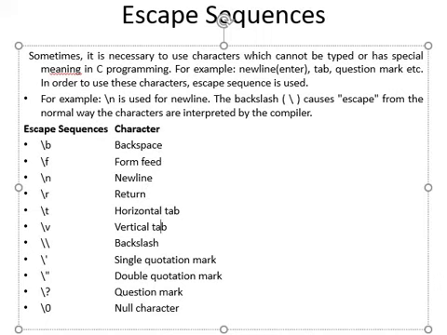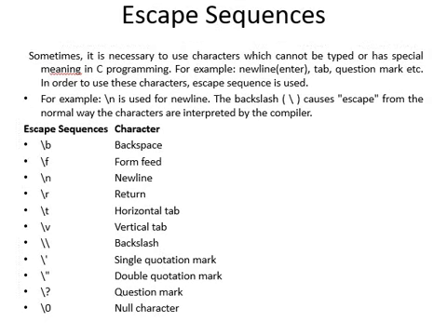\v is for vertical tab, \\ is for backslash, to print the backslash, and to print a single quote we have to use \', to print the double quote \", \? for the question mark, and the null character, that is the end of string, is \0. These are the escape sequences that we have in C language.